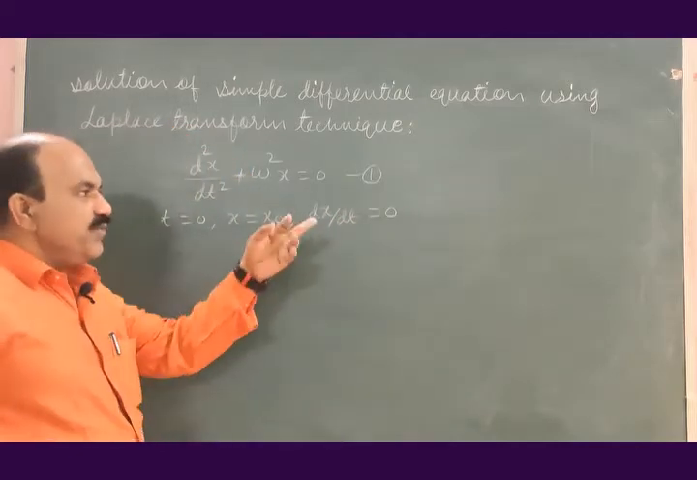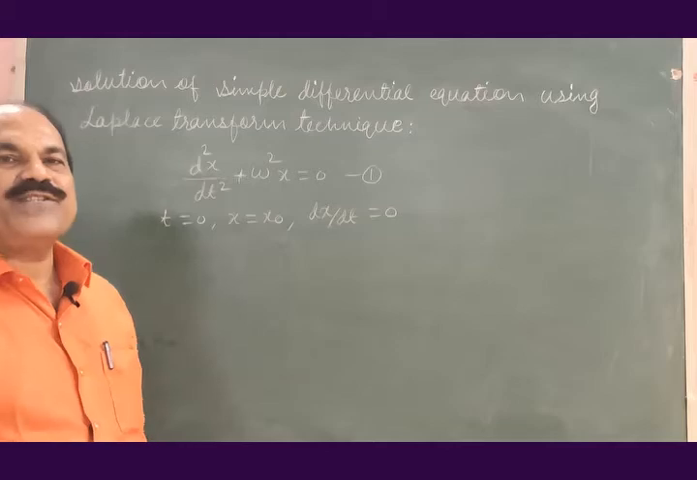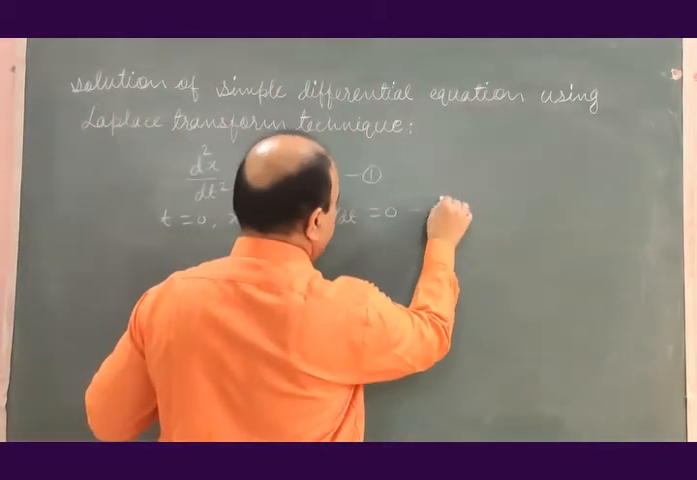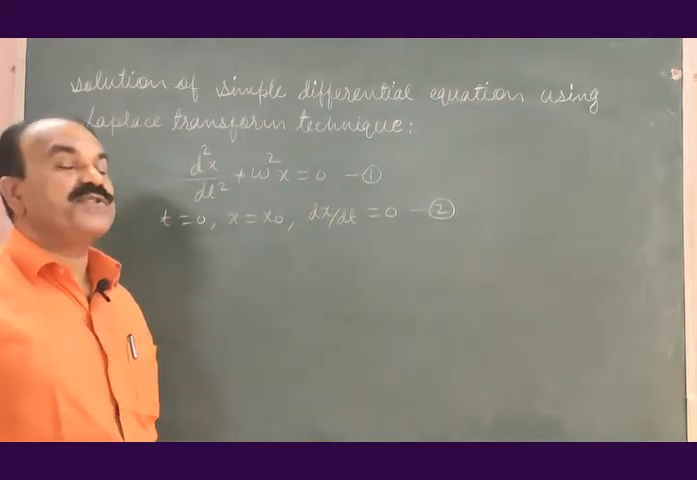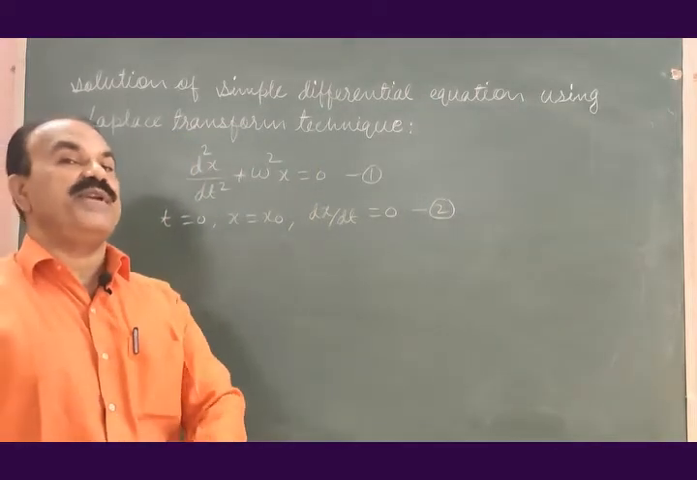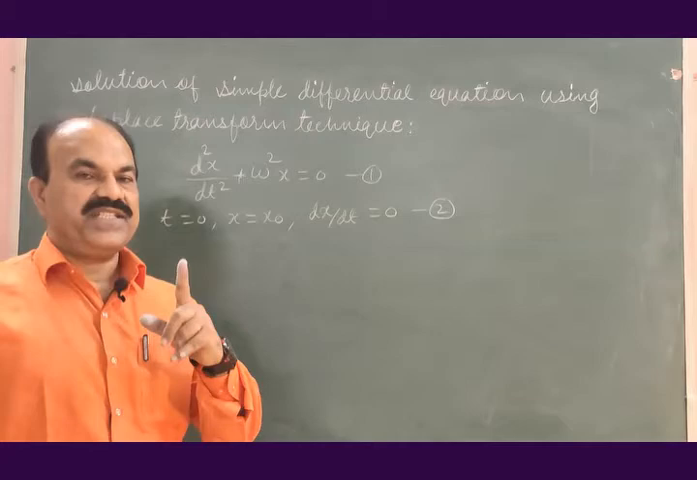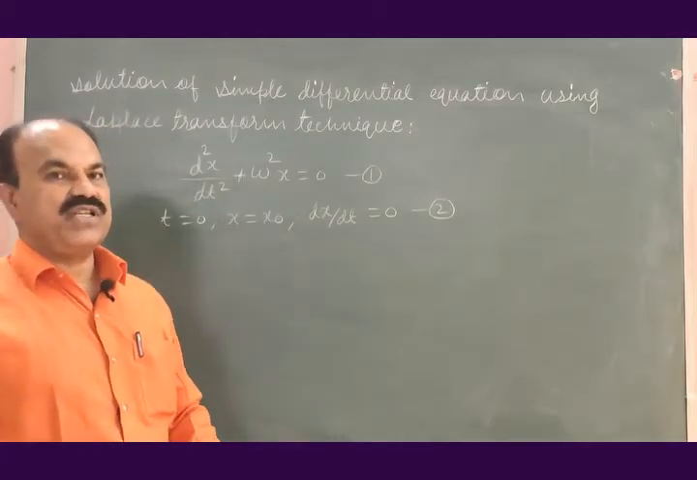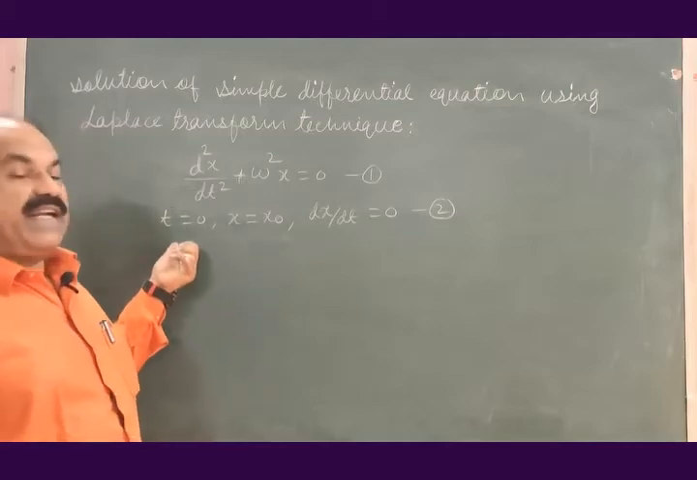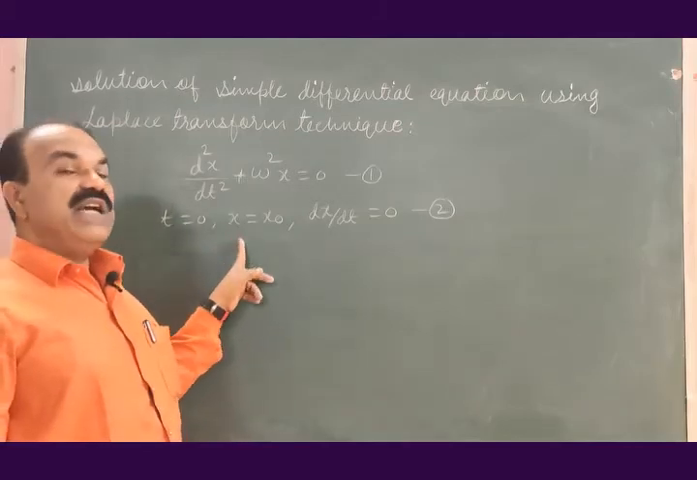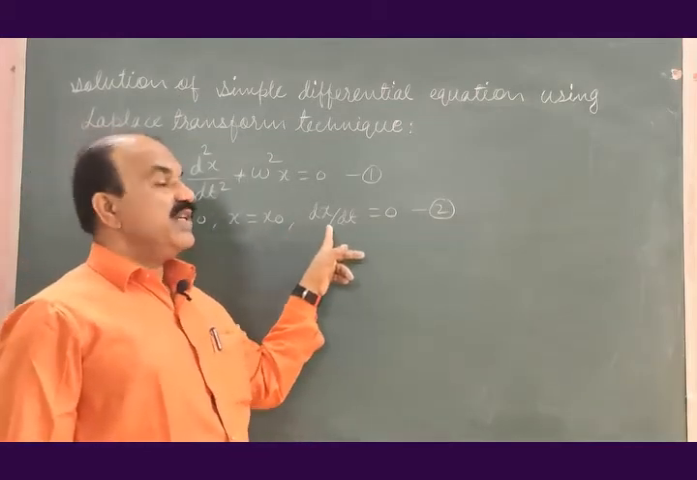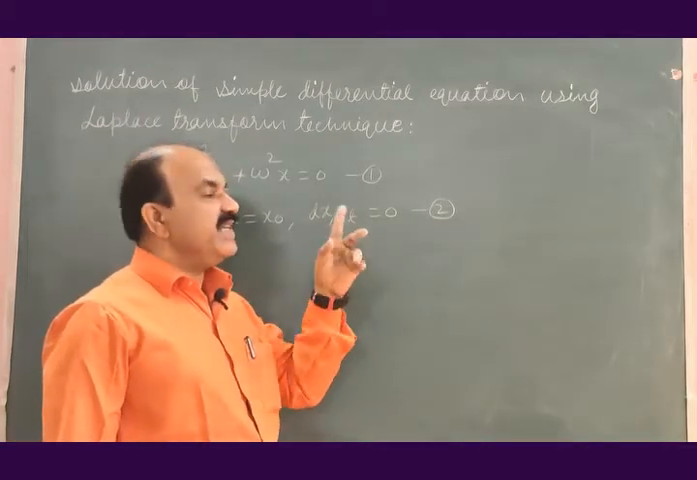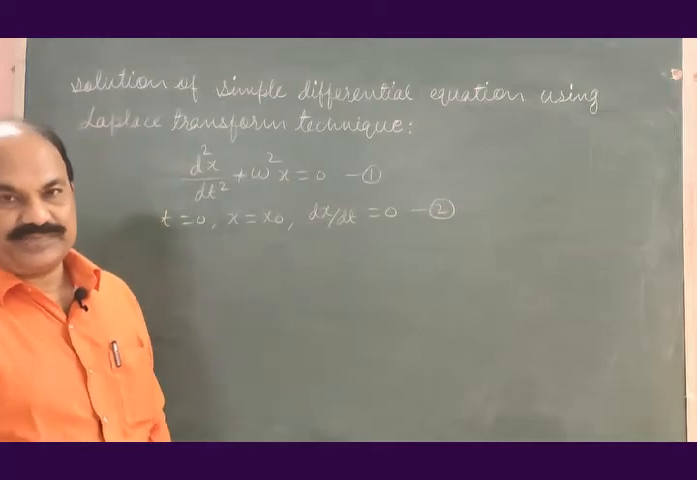At time t is equal to 0, velocity is equation number 2. The initial conditions before starting the simple harmonic motion are this: at time t is equal to 0, x is equal to x0, and its velocity at that time, dx by dt, is equal to 0.